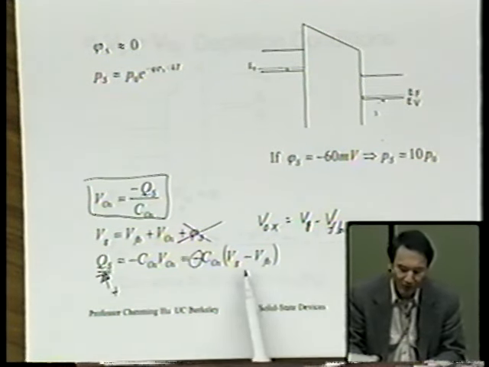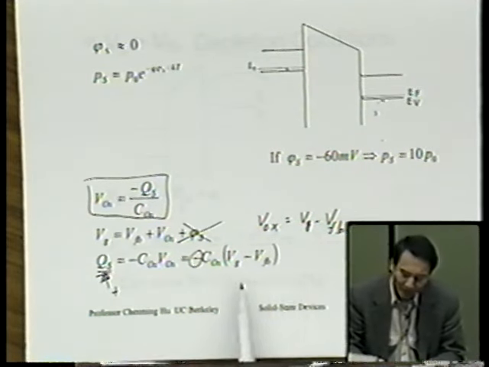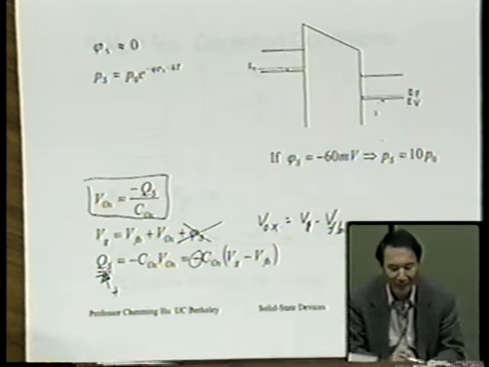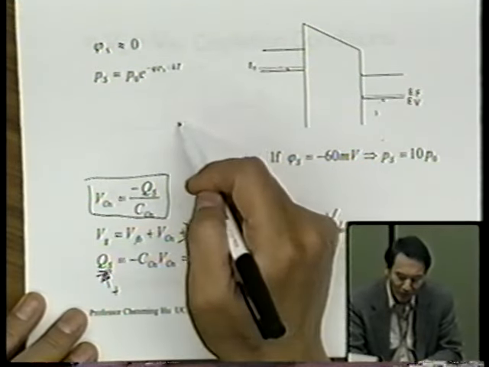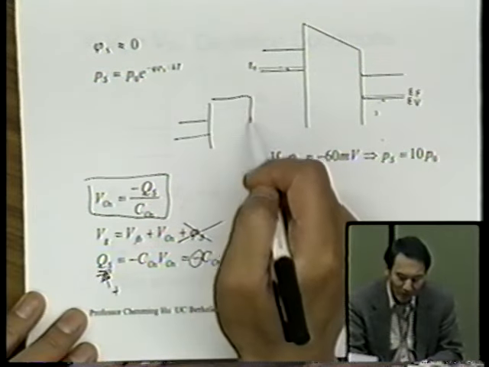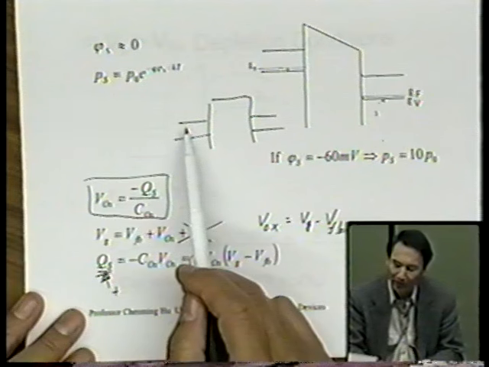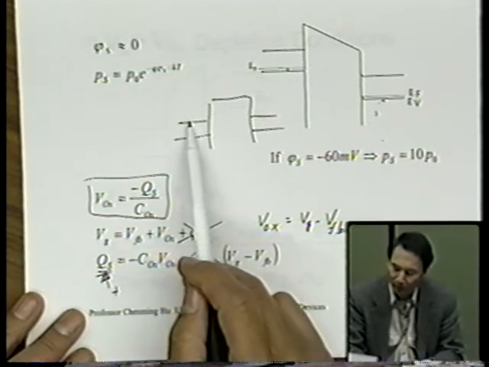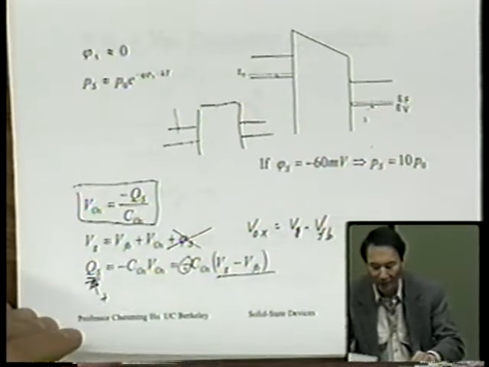Not only is the Vg in this example negative, Vg minus VfB is also negative, because when Vg is equal to VfB, the band looks like this, right? And in order to make it look like that, we have to apply a more negative voltage than VfB to push this up. So we know this is negative, negative, so everything works out right.